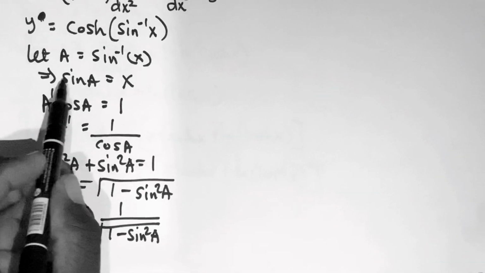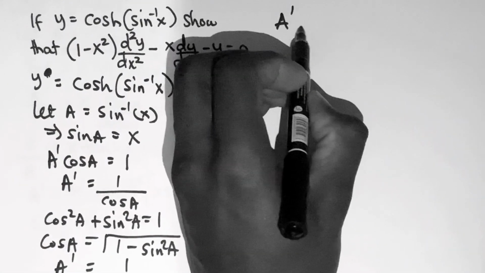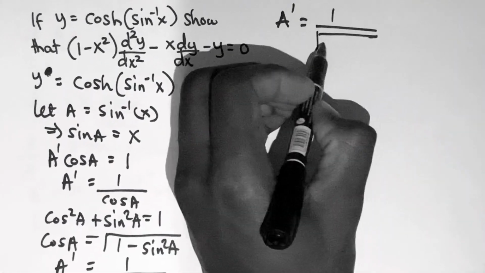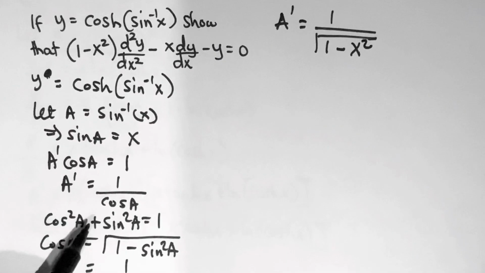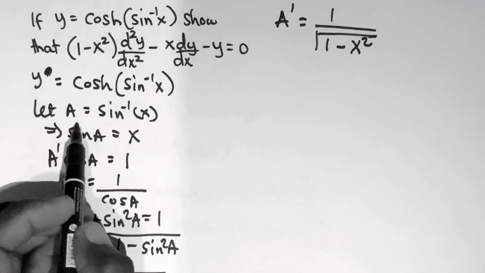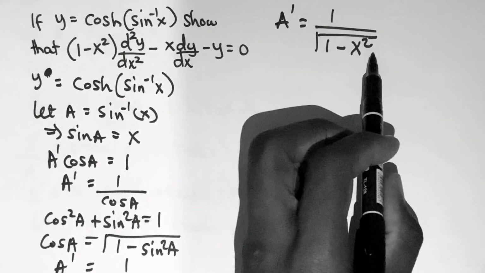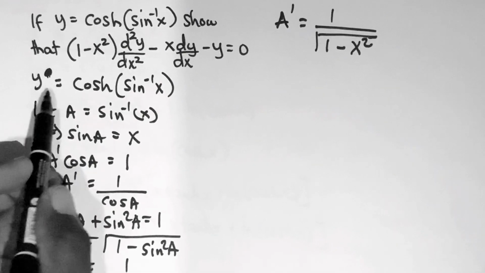However, we said that sine a is equal to x. So sine squared a is going to be x squared. And therefore, a prime is equal to 1 divided by square root of 1 minus x squared. So if you differentiate sine inverse of x, you are going to get 1 divided by square root of 1 minus x squared. So now we can find y prime from here.